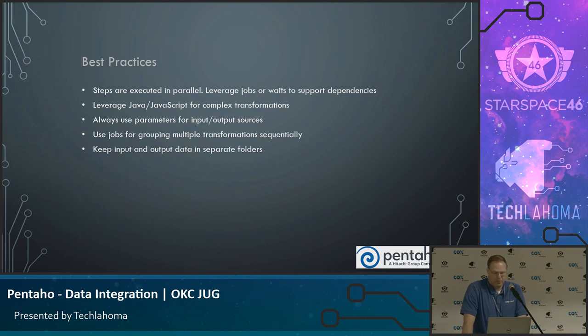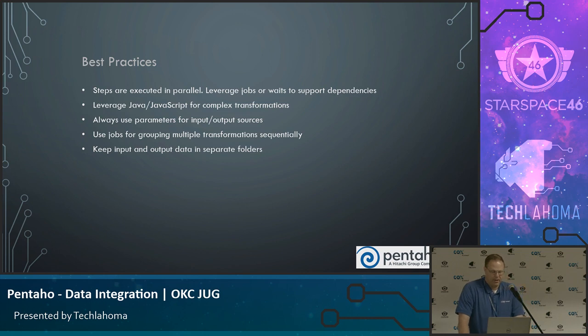Always use parameters for input and output sources. I say always. You don't have to, but it keeps each of your steps from having to know exactly where the file is on your file system, because if you give the transformation to somebody else to use, they may not have that same file in that same folder. So it'd be nice to have it with a parameter so that parameter can be changed when they go to run it to point to their folder. And when you run a transformation, and we'll see that in a little bit, you can change those parameters. Every time you run the transformation, it gives you the chance to change those parameters if you need to.